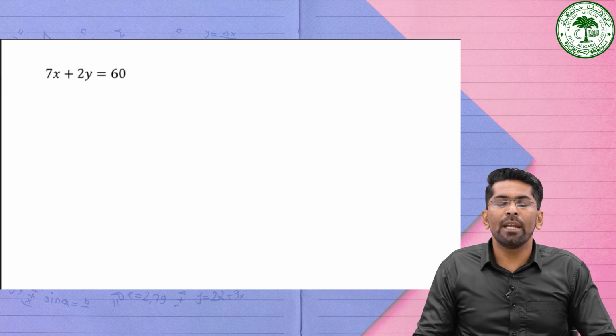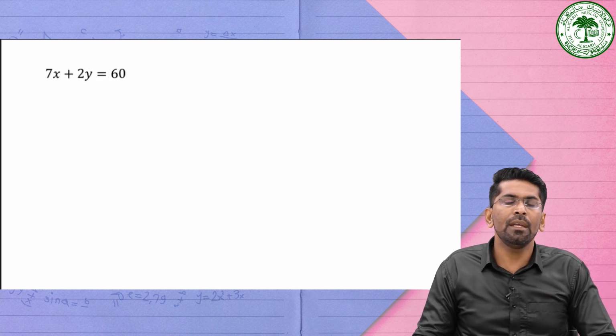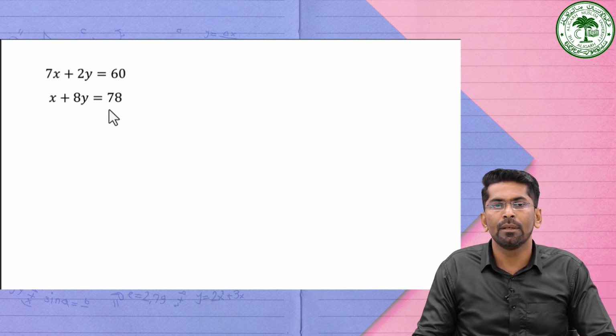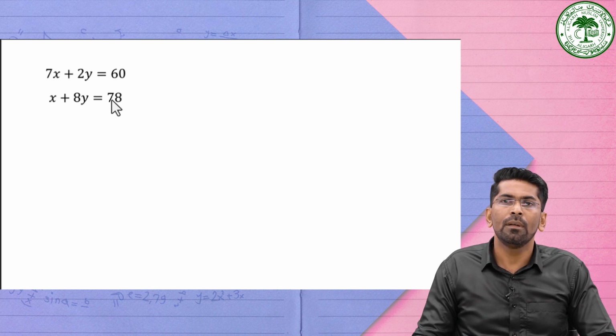Now let us consider one example. We have an equation 7x plus 2y is equal to 60. Similarly, we have another one, x plus 8y is equal to 78. We have a linear system with two unknown variables, x and y. We want to find the values of x and y by using Cramer's rule.